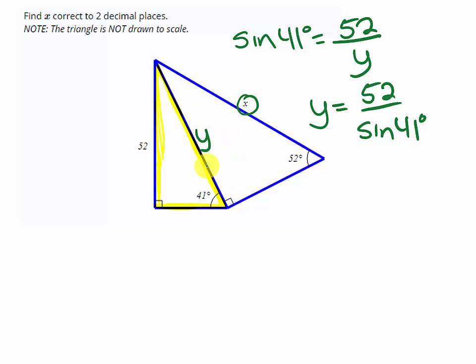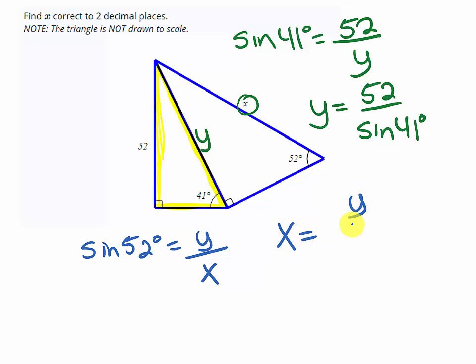Now I know a leg in that other triangle, so I'm going to go ahead and connect that angle with those sides. So I have 52 and I have opposite and hypotenuse in this right triangle. So it's going to be sine again. This time it's going to be the sine of 52 degrees is going to equal opposite, which is y, over hypotenuse, which is x. And I'm going to solve that for x. So x is going to be y over the sine of 52 degrees.